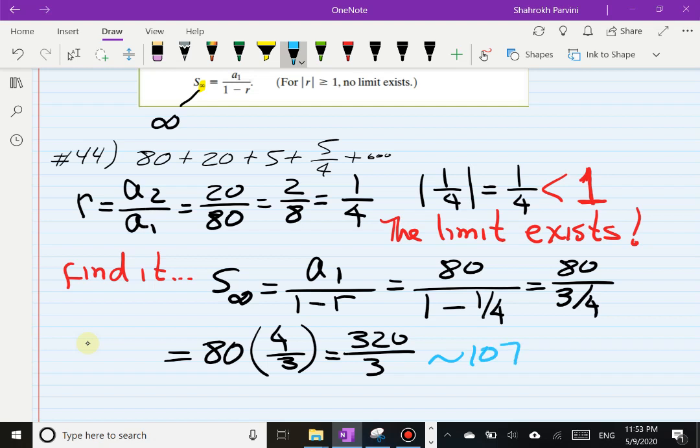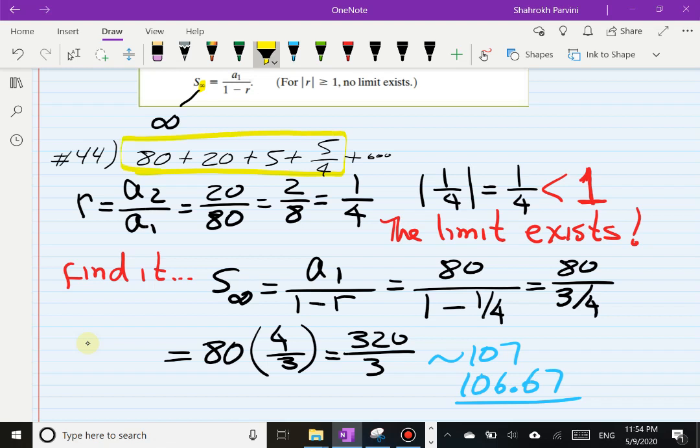Actually, it's not 107. If it was 321, it would be 107. So it's 1/3 shy of 107. So there you go. To make you happy, it's 106.67, more exact. But that's not the point. The point I want to make is actually, this is an interesting observation.